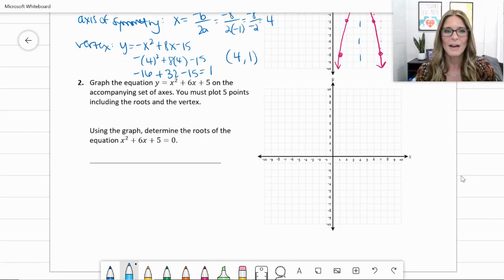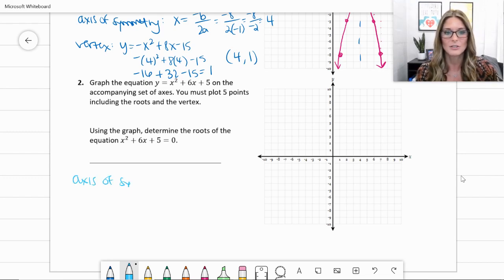All right, number 2, graph the equation y equals x squared plus 6x plus 5 on the axes. Plot 5 points, including the roots and the vertex. Use that graph to determine the roots of the equation x squared plus 6x plus 5 equals 0. So we're going to do the same thing. I'm going to walk through all of our steps graphing by hand.